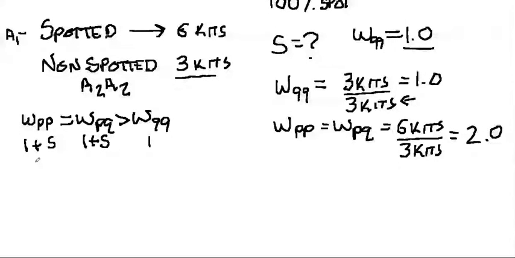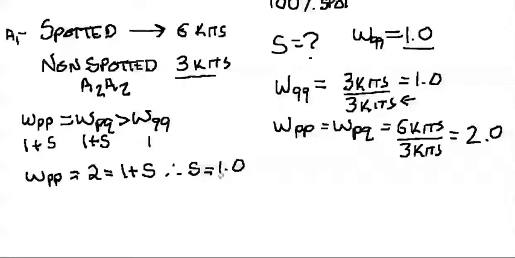Now we can see that WPP equals 2. That has to equal 1 plus S. Therefore, S equals 1.0. So our selection coefficient is 1.0. It makes sense. Our spotted individuals have 100% more kits than the non-spotted do. So now we're making headway. We know what our selection coefficient is, 1.0.